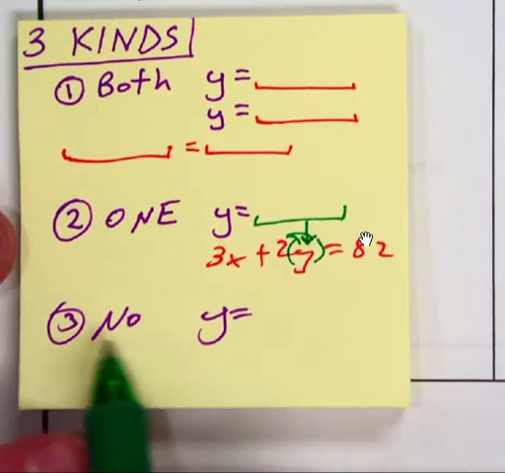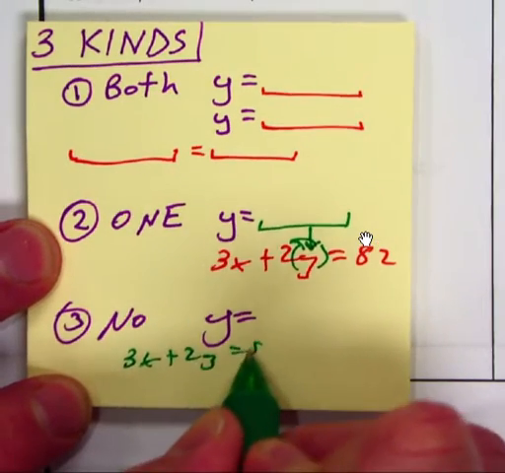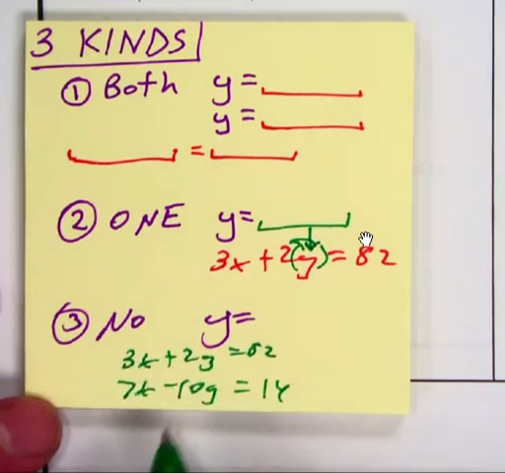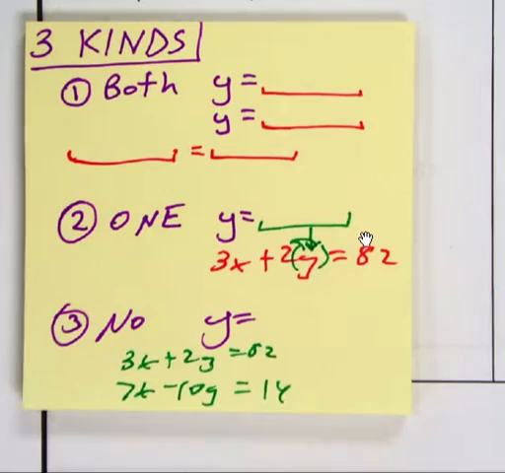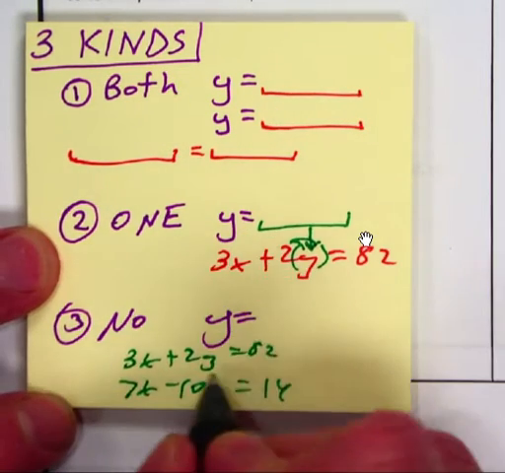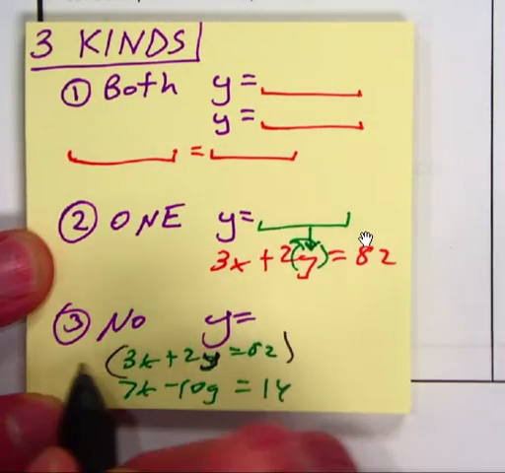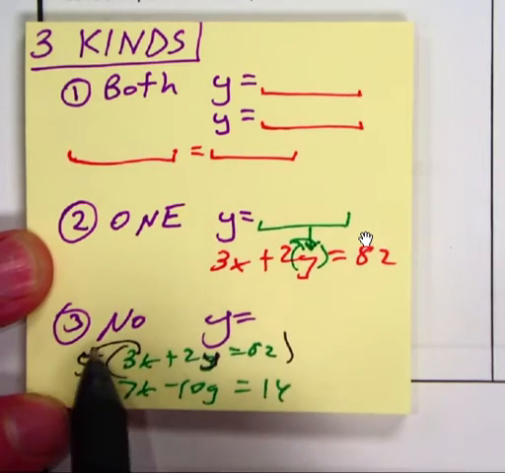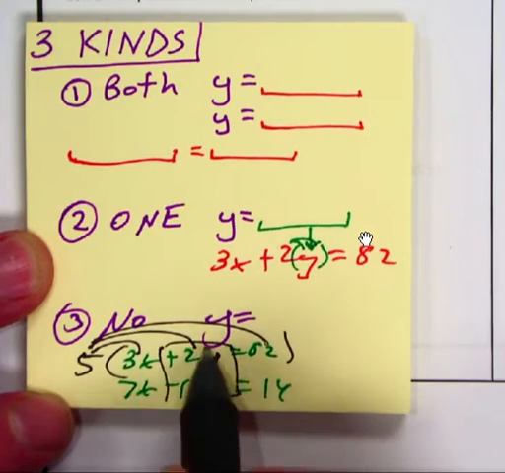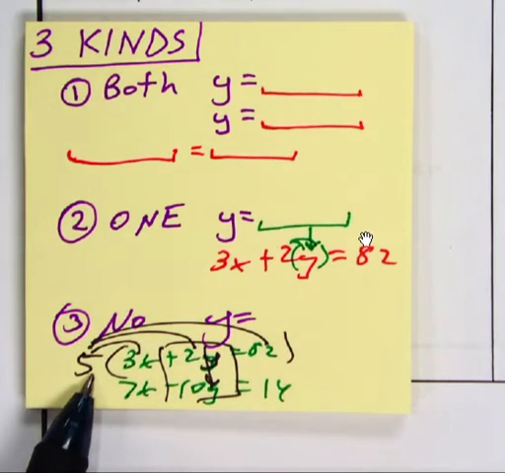And the last kind, if none of them are y equals, then you would have an equation like 3x plus 2y equals 82, and you might have 7x minus 10y equals 14. Then you're trying to get opposites stacked on top of each other. So in this scenario, if I had a positive 2y below a negative 10y, then I'd multiply this first equation by 5, because then I would have 15x, positive 10y, and a big number. And then these would eliminate when I added them going down, because I would have a positive 10y over a negative 10y once I multiplied that 5 all the way through.